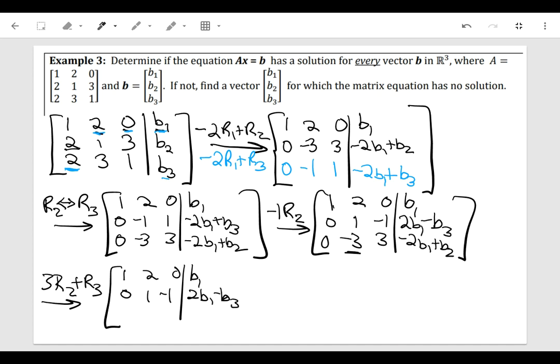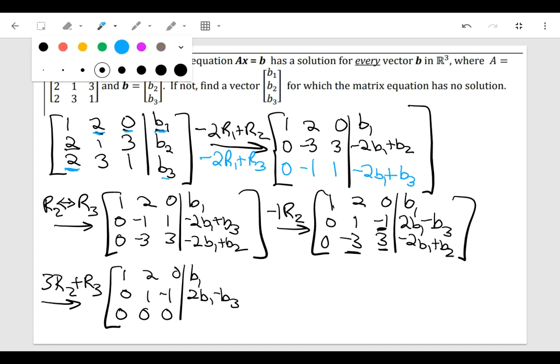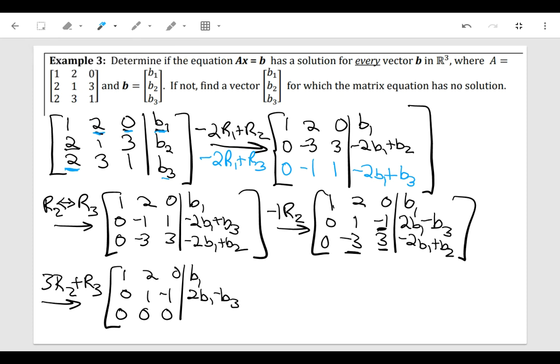Okay, so that's, let's see, 0 plus 0, 3 plus -3. This will be 3 times this, so -3 plus 3, so that's 0. And then for this last entry, let's do the arithmetic off to the side here. So we want 3 times row 2, which in this last position has 2b1 minus b3, and add that to what's currently in row 3, which is -2b1 plus b2.